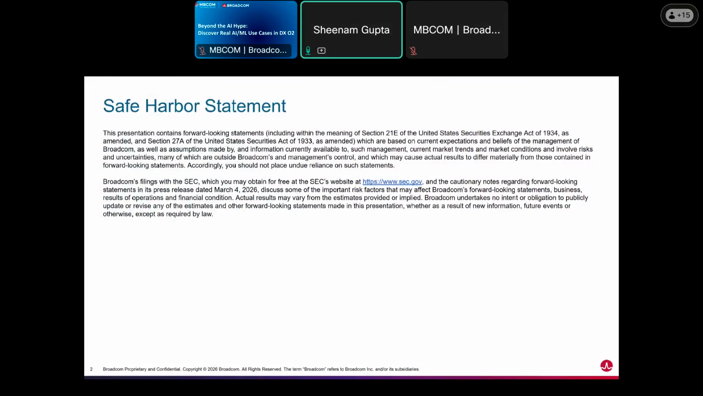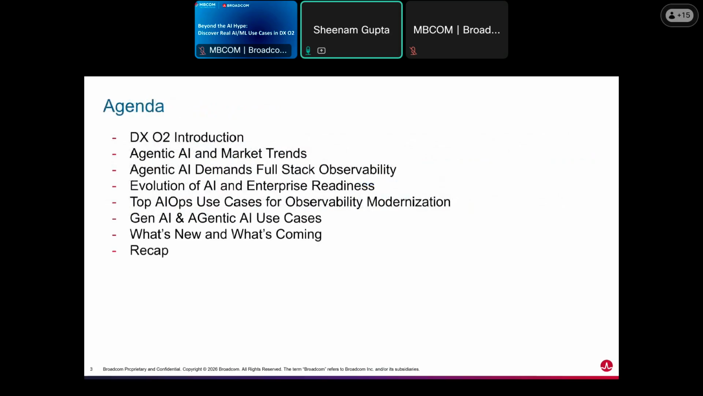Before I get started, because I will be talking a little bit about the roadmap elements in the DX O2 vision and roadmap as well, I have to cover the safe harbor statement. A lot of these items, the backlog and the roadmap, are very carefully planned, but there could be situations in which some of those might change in terms of timelines, and that requires us to cover the safe harbor.